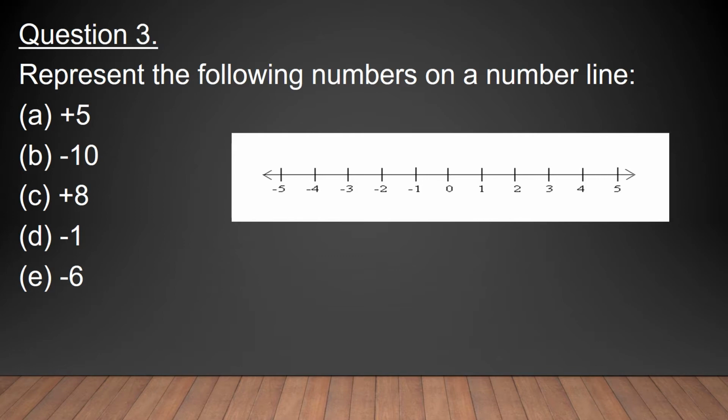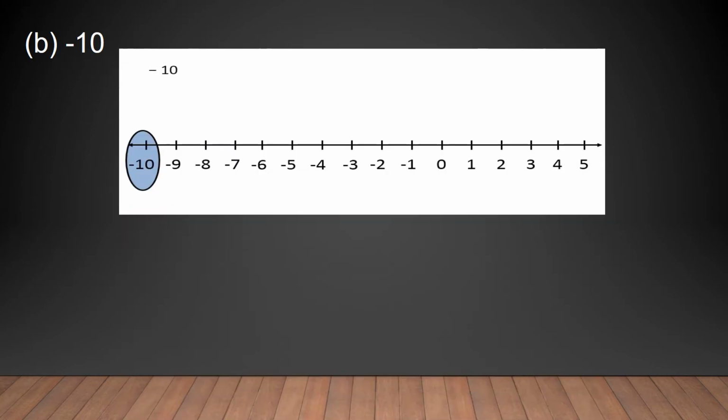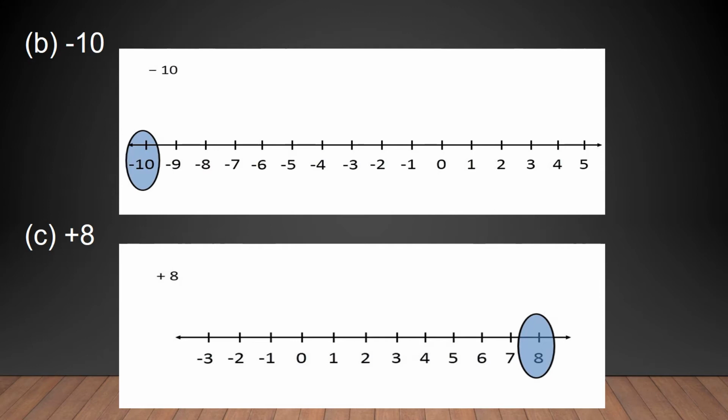Now the first part is plus 5. So we will take 5 jumps towards the right to reach at plus 5. Next part is minus 10. So here we have to take 10 jumps from 0 towards the left. Then we will reach at minus 10. Next part is plus 8. Here we will take 8 jumps from 0 towards right. And we will reach at plus 8.